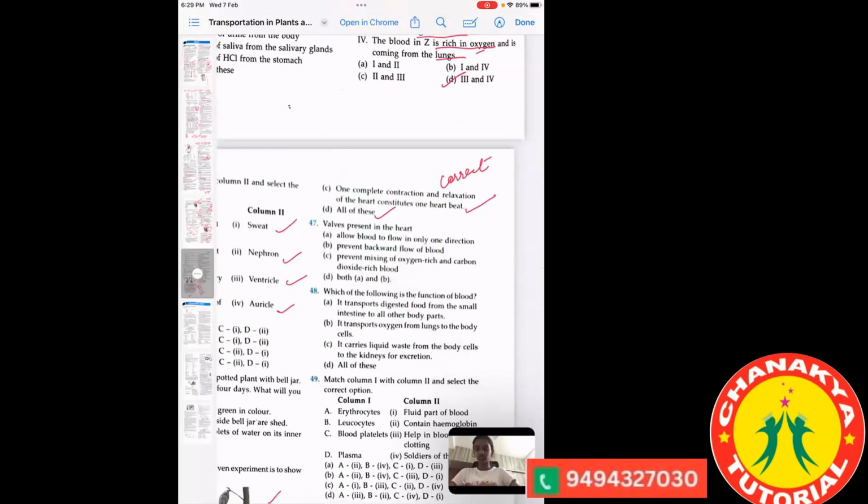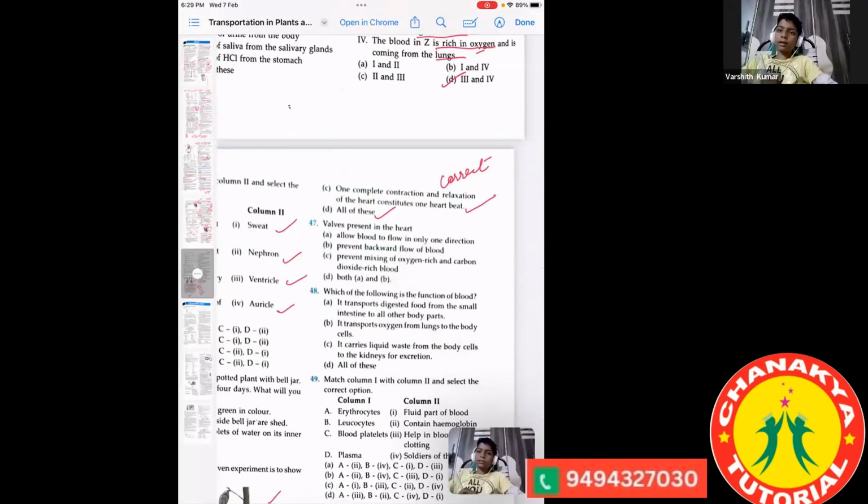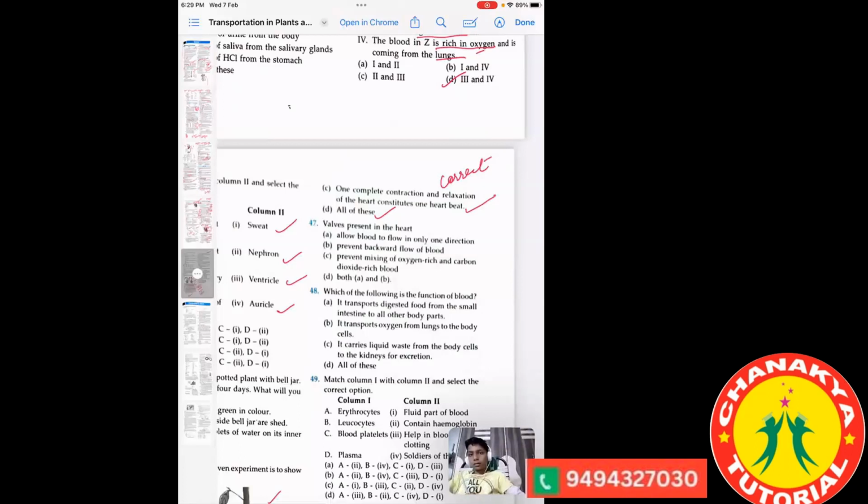Okay, Varshit, question number 47. Valves present in the heart. Ma'am, I wrote option C. The valves present in the heart allow the blood to flow in one direction, which is correct. If the valves are present in the heart, the blood will flow only in one direction. The second one, it prevents the backflow of blood. With the help of the valve, the blood will not go back, which is again correct.